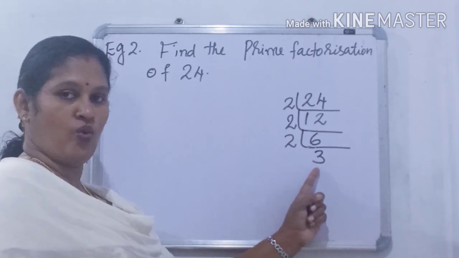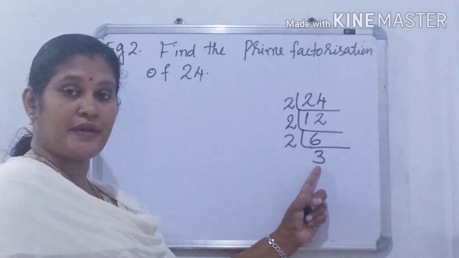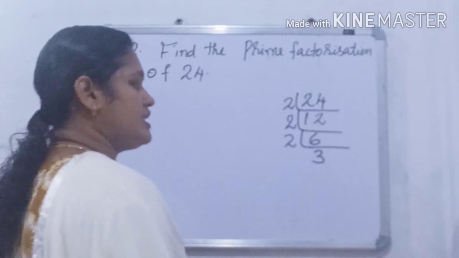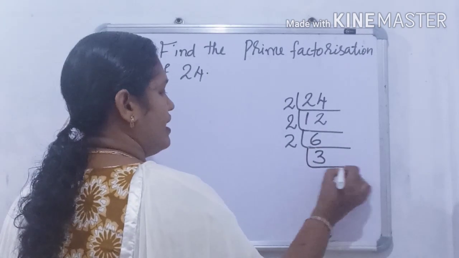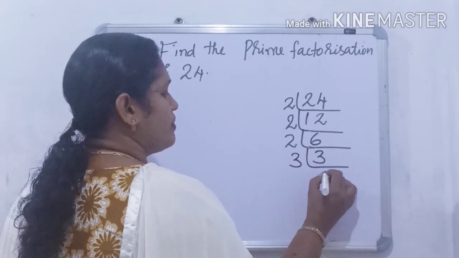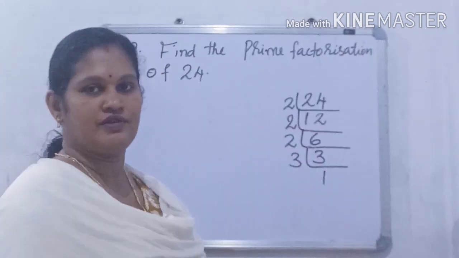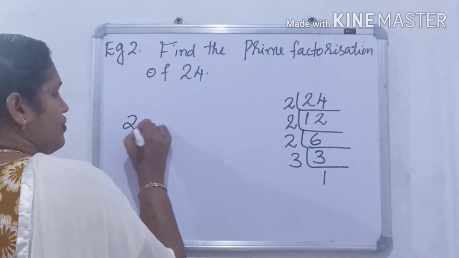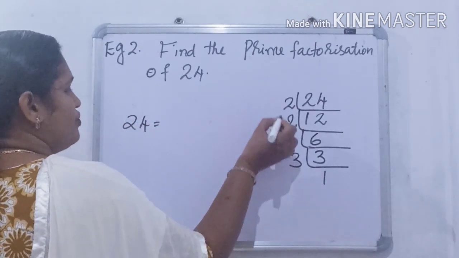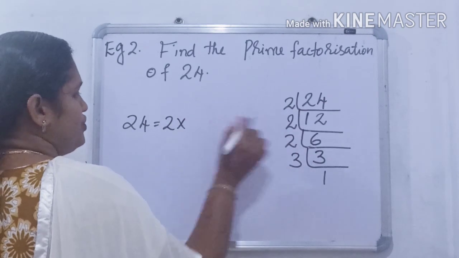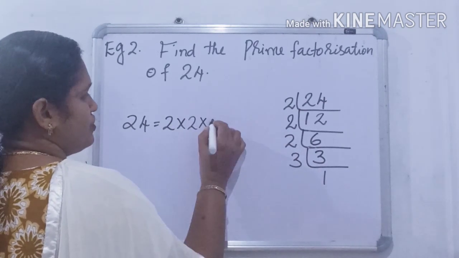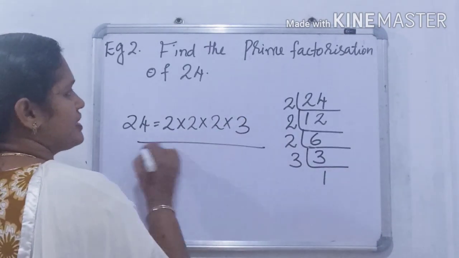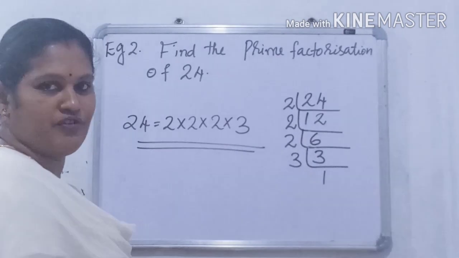3 is an odd number and also it is a prime number. It has only two factors, 1 and 3 only. So it is divisible by 3 only. So 3, how many times? 1. Clear? We can write the prime factorization of 24 equal to 2 into 2 into 2 into 3. This is the prime factorization of 24.